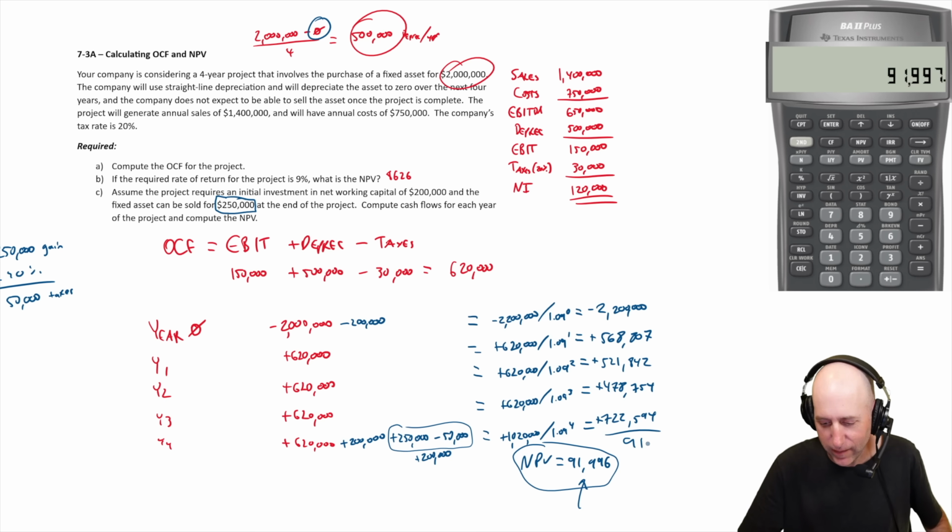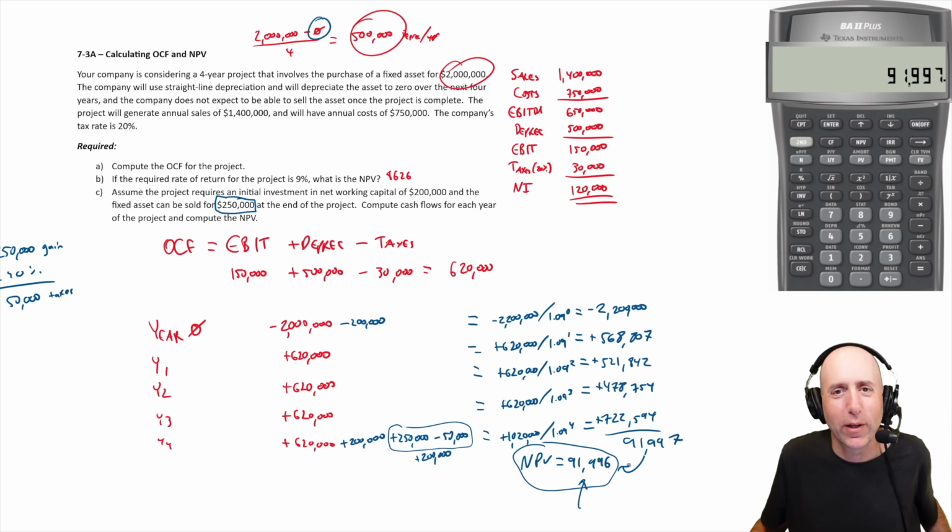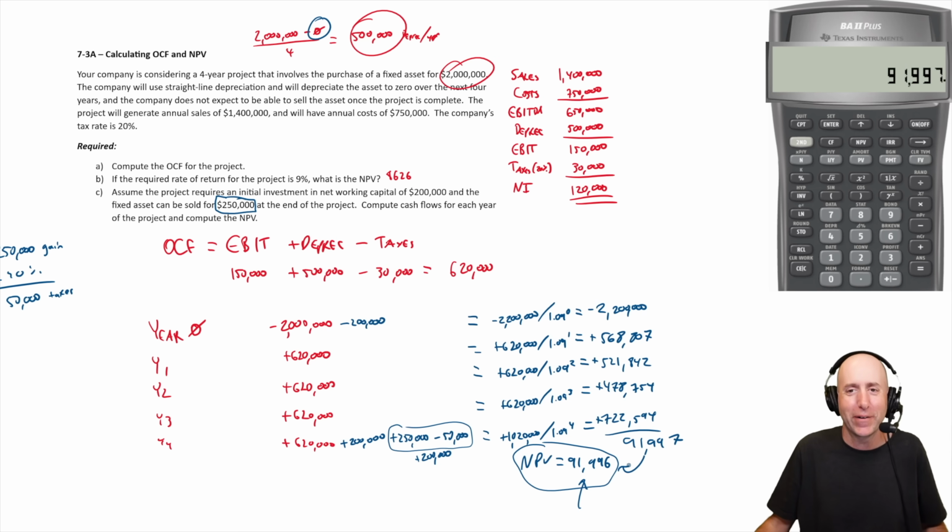So we were off by $1 as predicted. This number is more accurate, but at the end of the day, we're predicting cash flows 4 years out. So being off by $1 is not the craziest thing in the world.